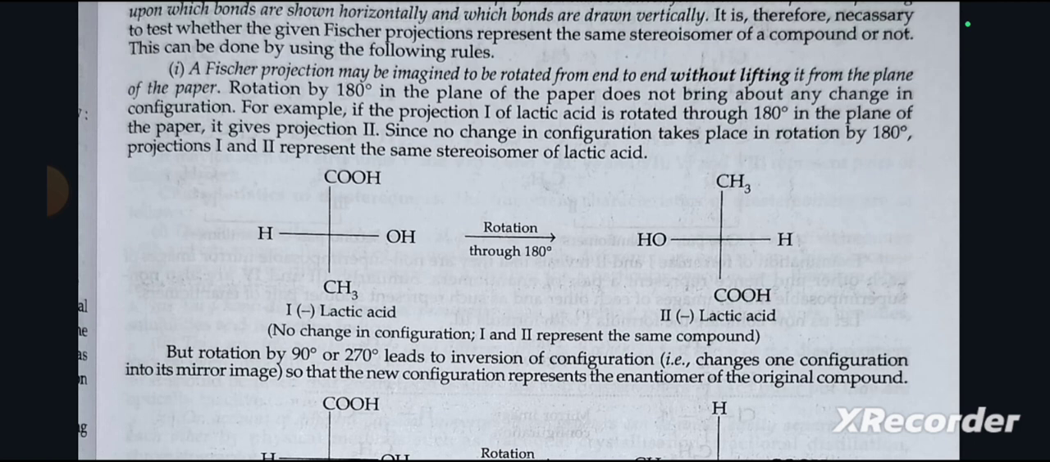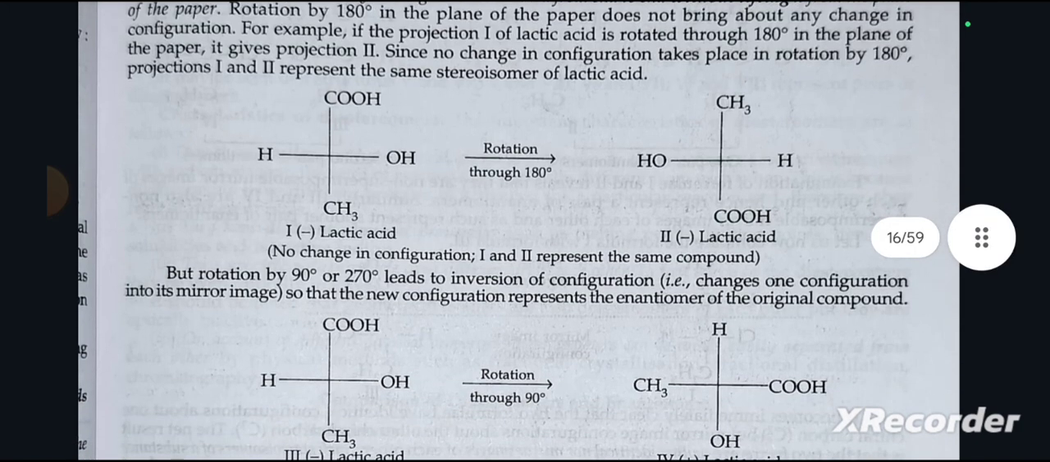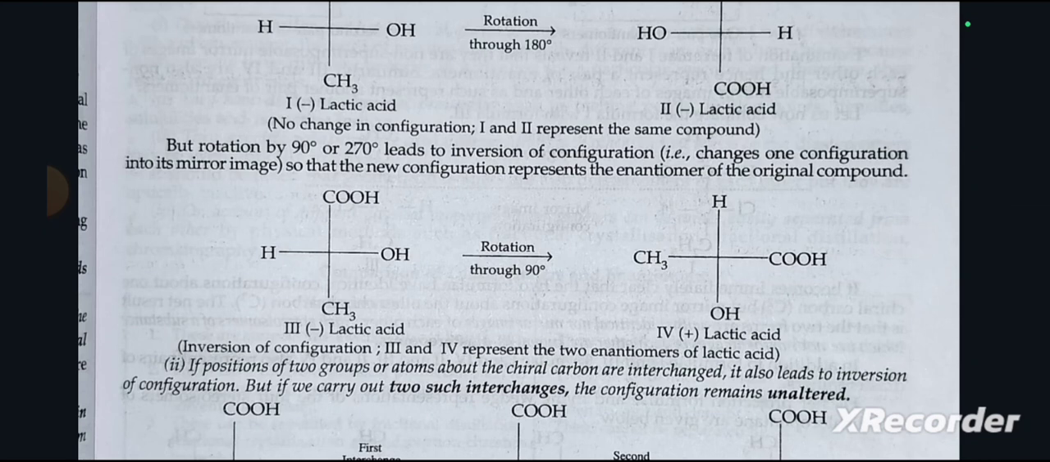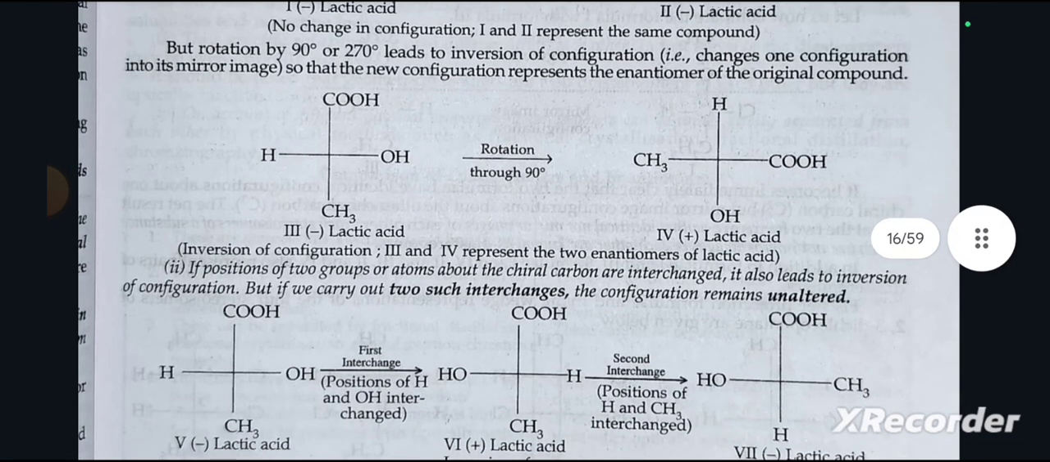First, a Fischer projection may be imagined to be rotated from end to end without lifting it from the plane of the paper. Rotation by 180 degrees in the plane of the paper does not bring about any change in configuration. For example, if projection 1 of lactic acid is rotated through 180 degrees in the plane of the paper, it gives projection 2. Since no change in configuration takes place in rotation by 180 degrees, projections 1 and 2 represent the same stereoisomer of lactic acid. No change in configuration; 1 and 2 represent the same compound.